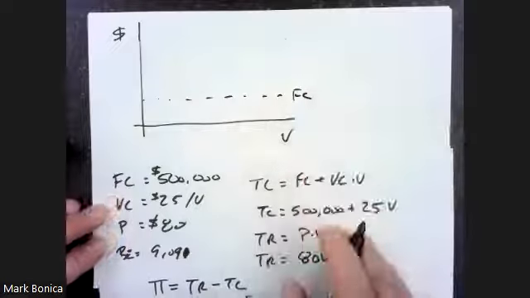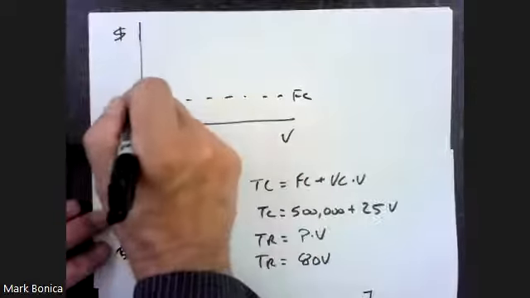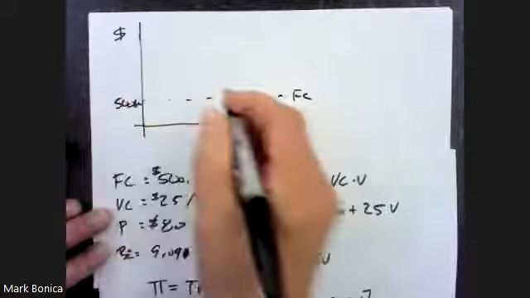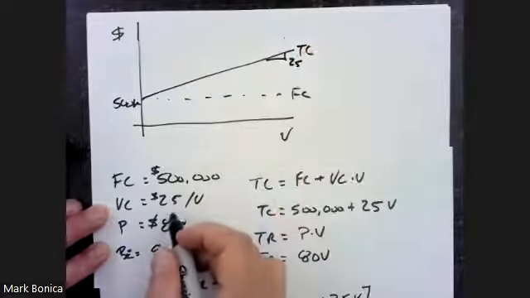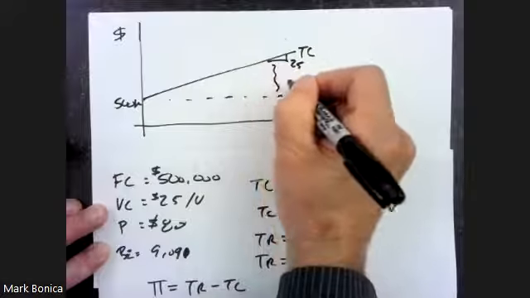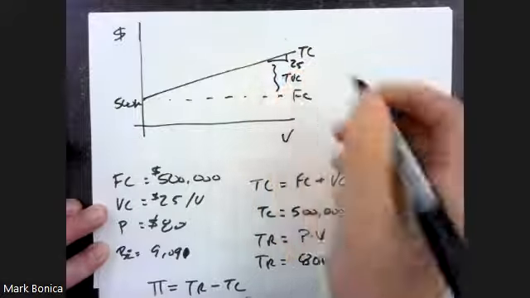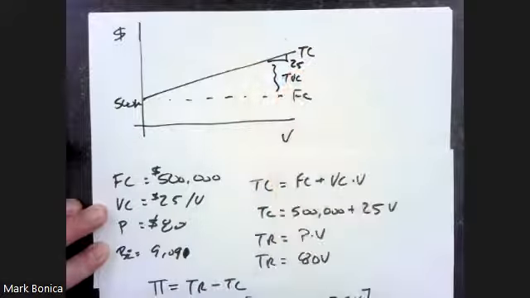Here's my fixed cost. My fixed cost is 500,000. My total cost goes up with a slope of 25 because that's my variable cost. The gap here is total variable cost. Then I draw my revenue curve.